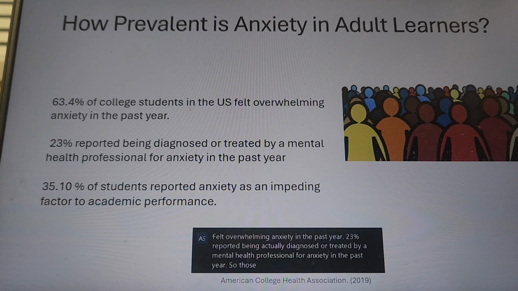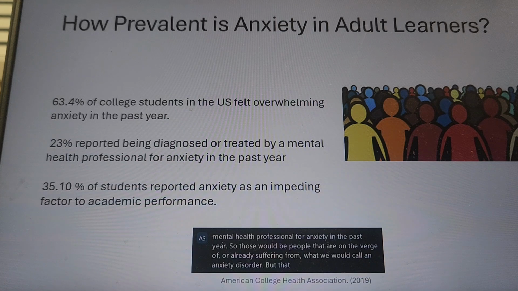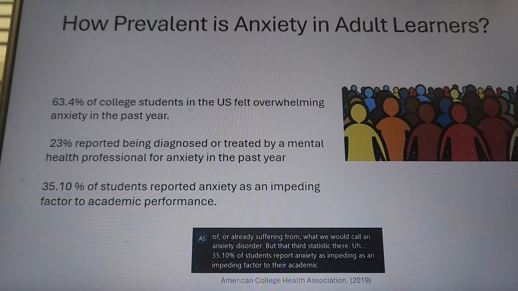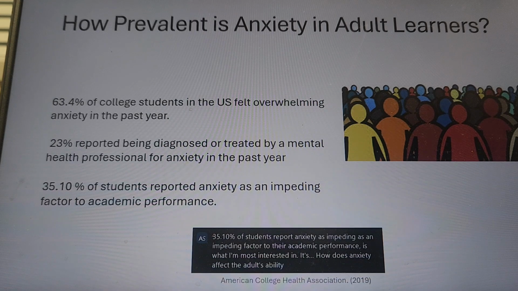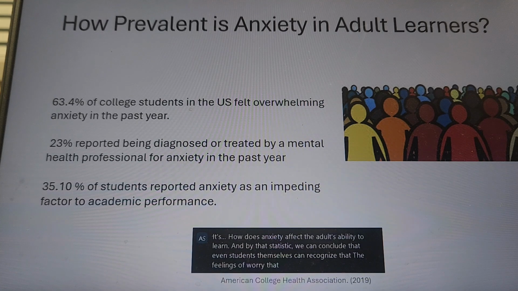So those would be people that are on the verge of or already suffering from what we would call an anxiety disorder. But that third statistic there, 35.10% of students report anxiety as an impeding factor to their academic performance, is what I'm most interested in. It's how does anxiety affect the adult's ability to learn? And by that statistic, we can conclude that even students themselves can recognize that the feelings of worry that they experience actually do have an effect on their ability to learn.